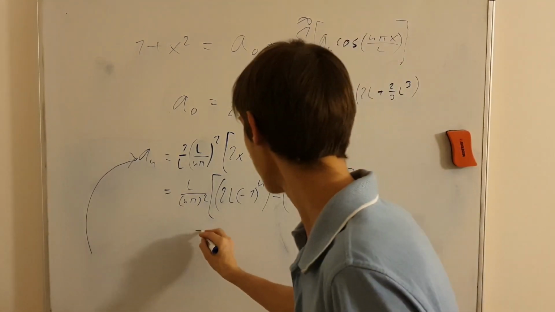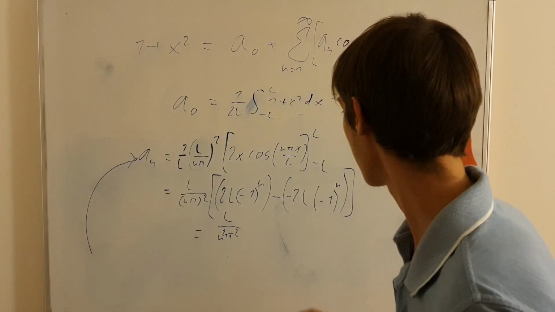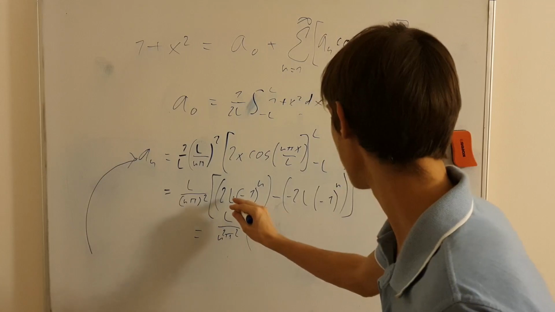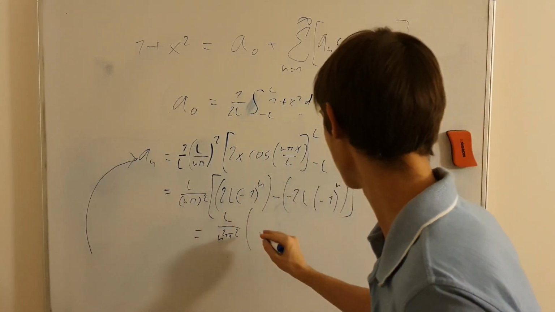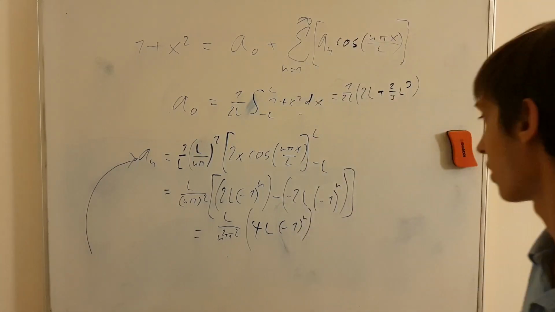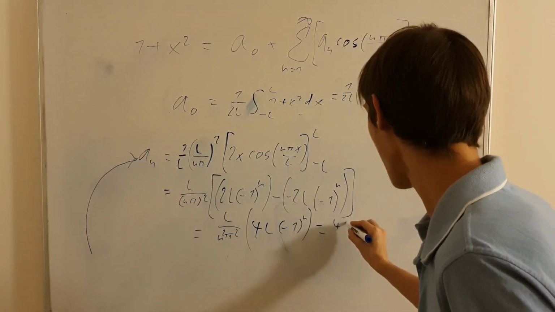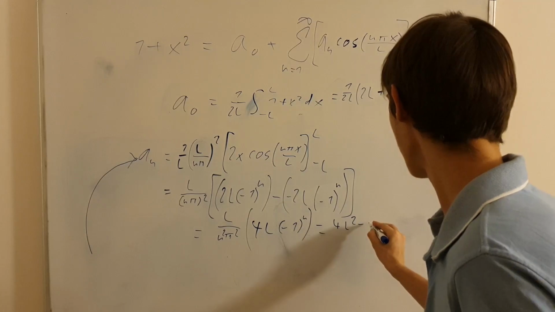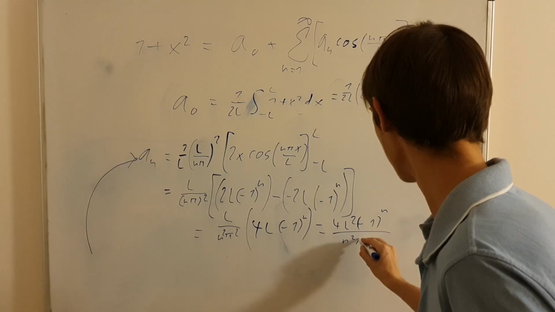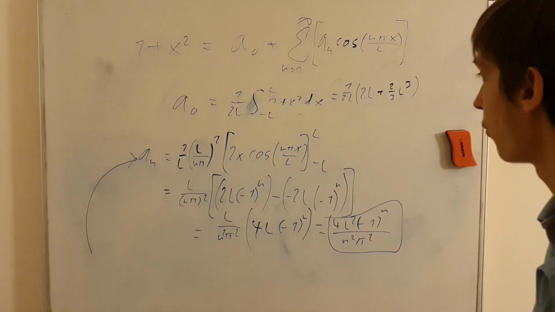And now I can rewrite this yet again. What this gives is L over n pi, n squared pi squared, I can say. And then inside this, it's basically 2L times this plus 2L times this, so it's 4L times the same -1 to the n. Alright, so what do I get? In the end I get 4L squared -1 to the n over n squared pi squared. Beautiful. So this is the result that I got as the coefficient An.